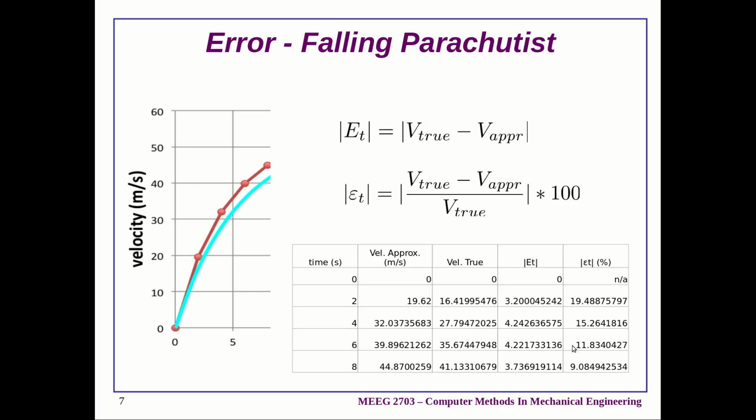So in my velocity of the falling parachutist example, this is showing an example of the true error. So here I'm calculating the absolute values of the true error. So here I've got a table showing time t equals 0, 2, 4, 6, 8. Here's my approximate velocities, and here's the true value of the velocities from the true solution, and here's the true error and the true percent relative error.